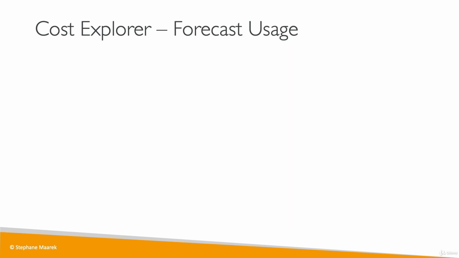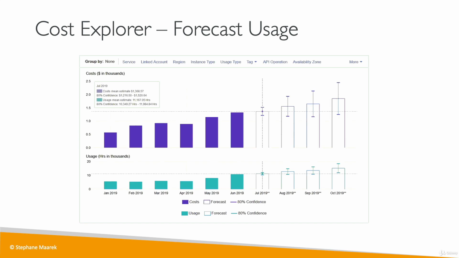Finally, as I said, you can forecast usage on Cost Explorer. So for example, you can have a look at your previous cost, and then you can go up to 12 months ahead of time to forecast your usage and see how much it's going to cost you to use AWS in the future based on the growth you have been experiencing in the past.